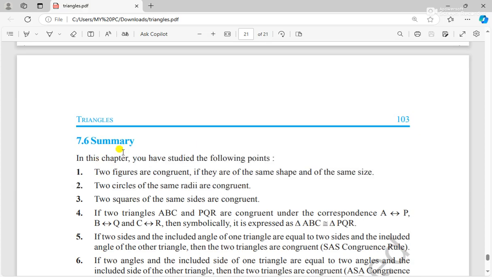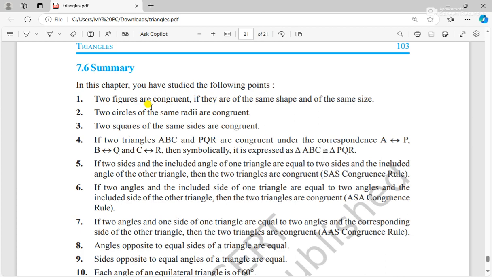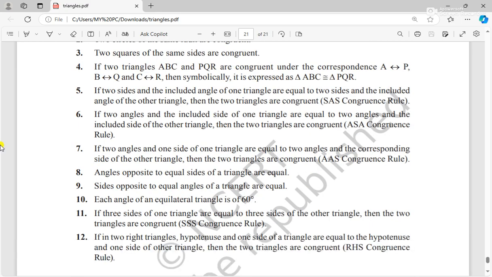And now at the end, in this summary, we can find that in this chapter you have studied the following points. Two figures are congruent if they are of the same shape and of the same size. Two circles of the same radii are congruent. Two squares of the same sides are congruent. If two triangles ABC and PQR are congruent under the correspondence A to P, B to Q, C to R, then it is simply expressed as triangle ABC is congruent to triangle PQR. Right? If two sides and the included angle of one triangle are equal to two sides and the included angle of another triangle, then the two triangles are congruent.